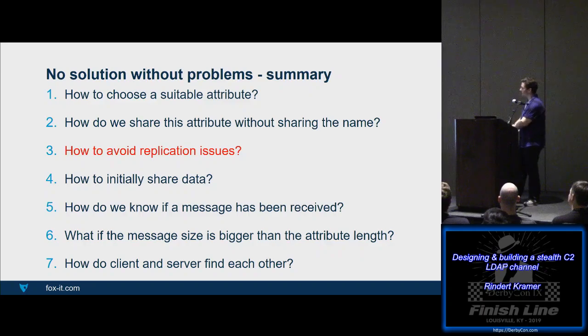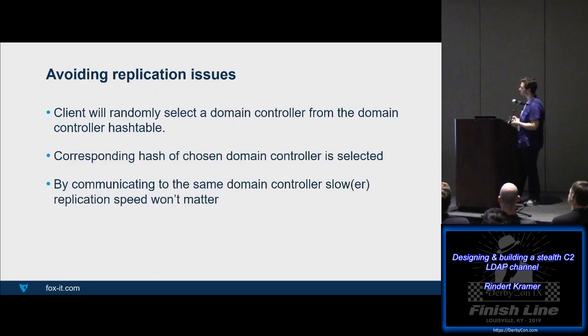So how do we avoid replication issues? All domain controllers will also query it during startup and store it into a hash table. And I didn't want to send the fully qualified domain name of the domain controller that we're going to use over the line as well. So also the hash of the chosen domain controller is shared between Alice and Bob.